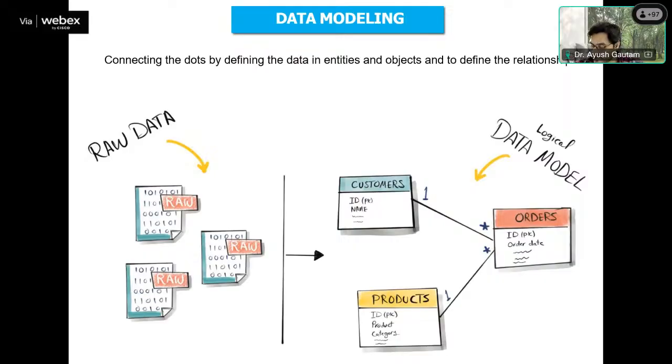Any other answer? Yes, it's the representation of data and how it will be related to other data. It says how data is stored in a table format or any other format, like JSON format, and how one entity is related to another entity. Right.